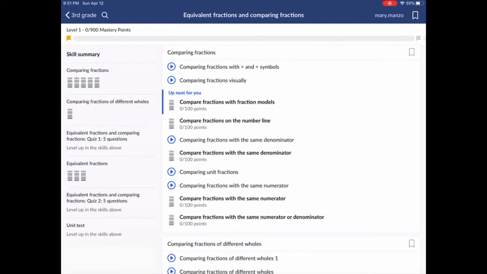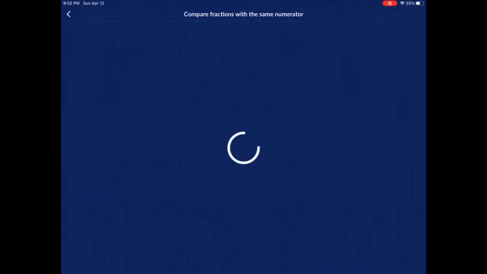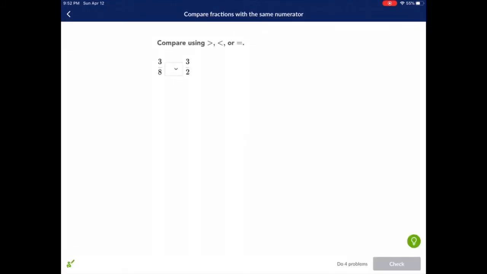There's 2 more videos. Make sure you watch those. Comparing unit fractions, comparing fractions with the same numerator. Let's look at this set of questions here. Okay. Compare using greater than, less than, or equal. But what we have here is different denominators.